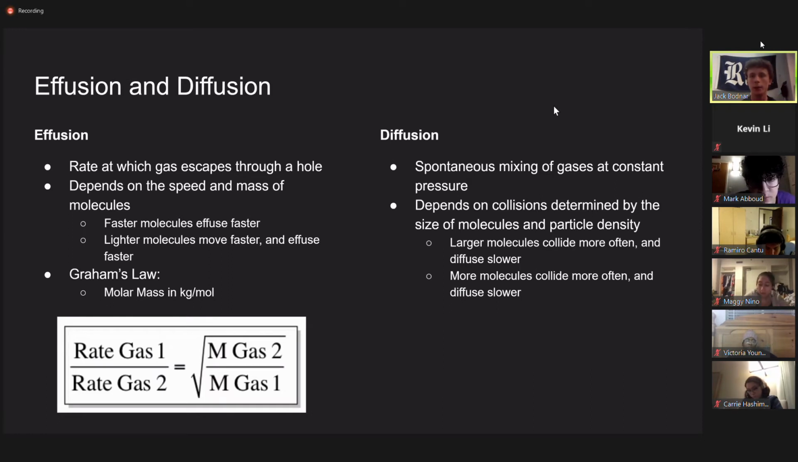And then finally, for diffusion, it's simply the spontaneous mixing of gases at constant pressure. And this depends on the collisions, which are determined by the size of our molecules and the particle density. So if we have larger molecules, they're going to collide more often and therefore diffuse slower because they're colliding more often. And similarly, more molecules in our container will collide more often. And as a result, they'll diffuse slower because they're running into each other more. They can't freely travel.